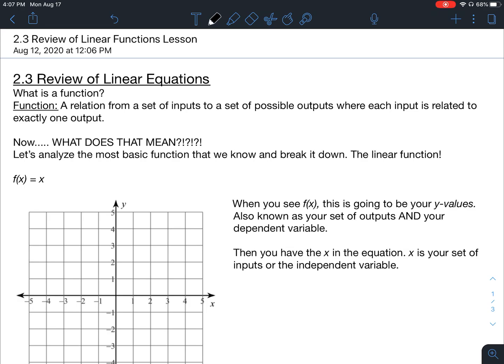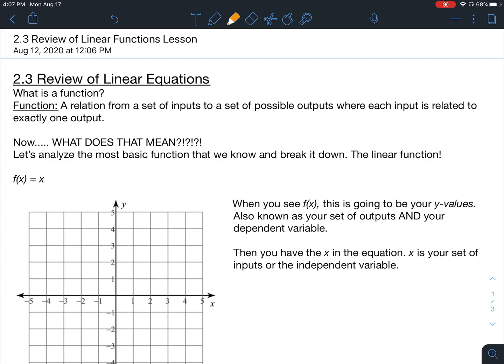So before we get into a review, I want to make sure that everybody understands the most basic definition of what a function is, because pretty much for this whole year, we're going to be talking about functions. And it's very important that we understand exactly what a function is. So I have a definition here. A function is a relation from a set of inputs to a set of possible outputs, where each input is related to exactly one output. So what does that mean? We'll break that down in just a second.